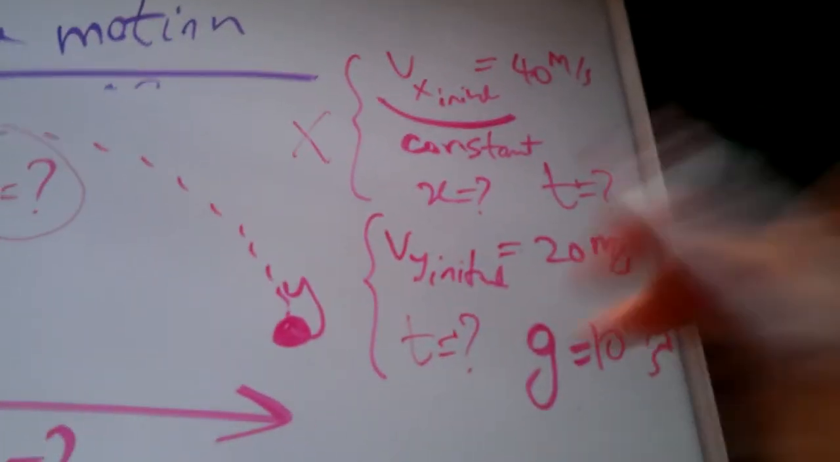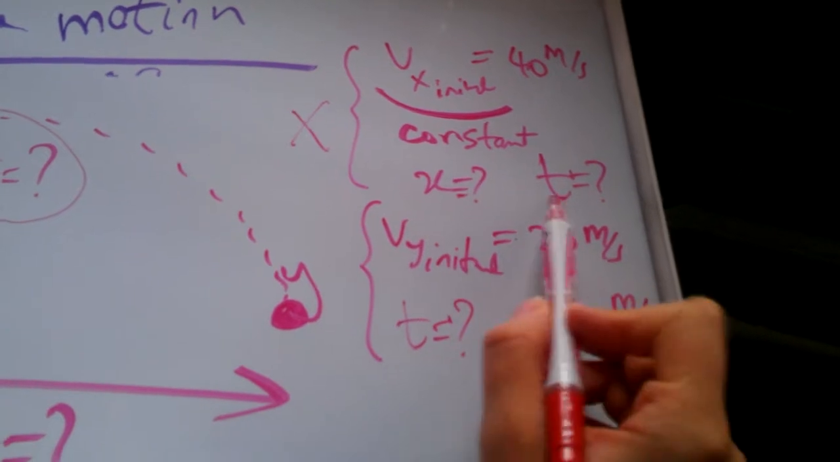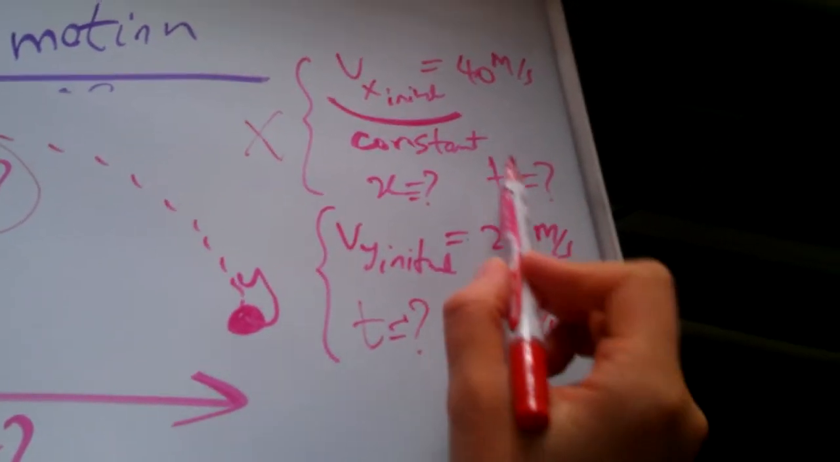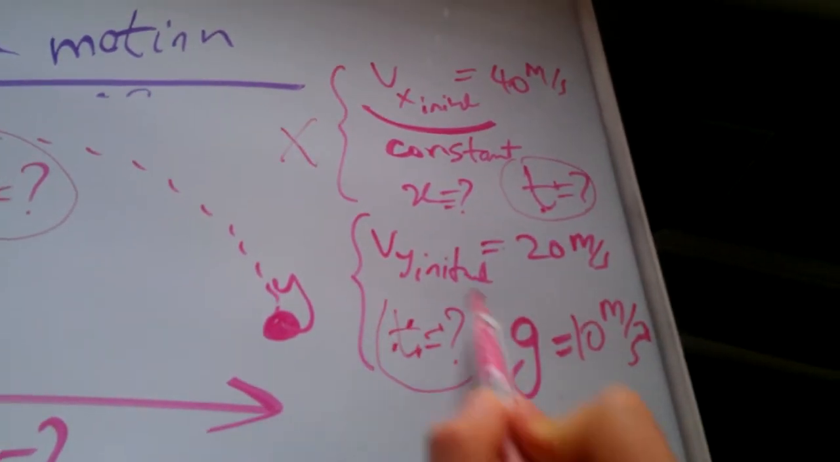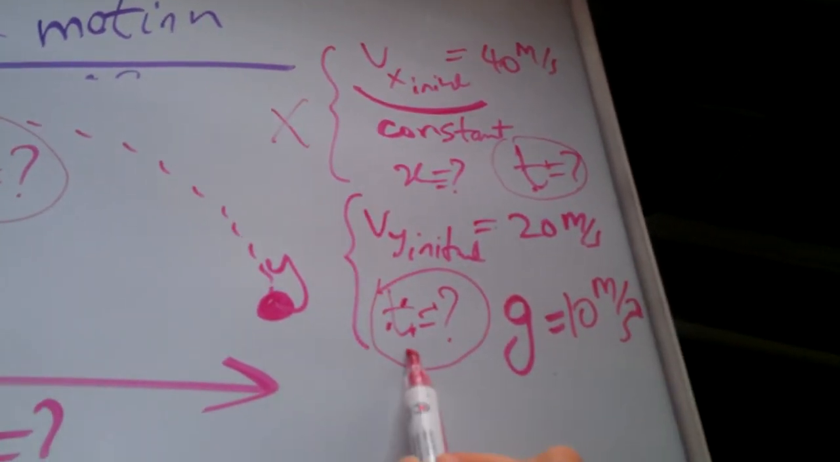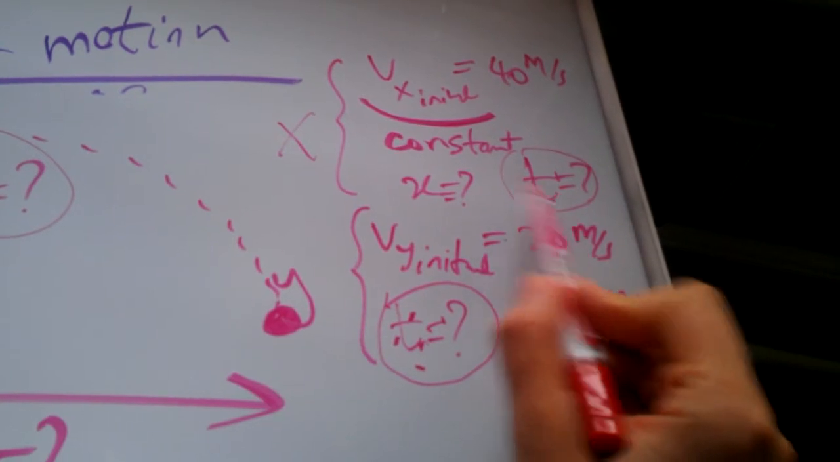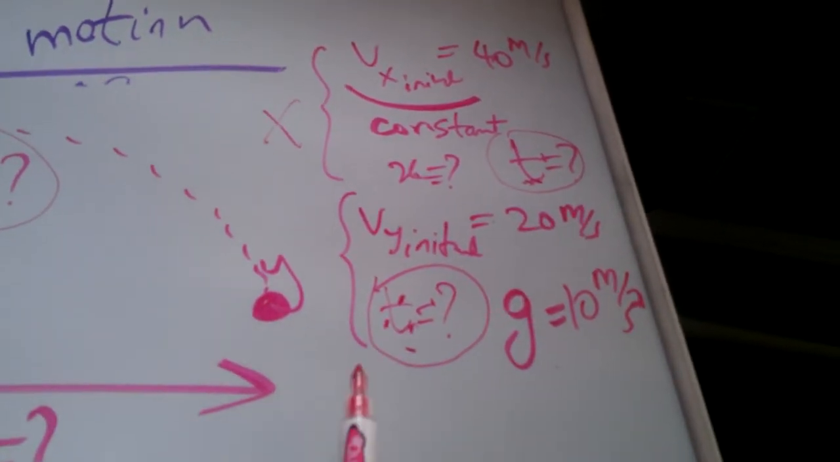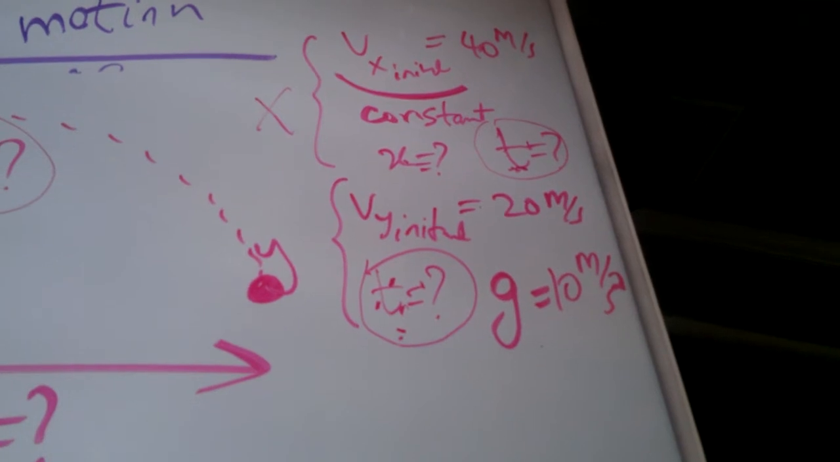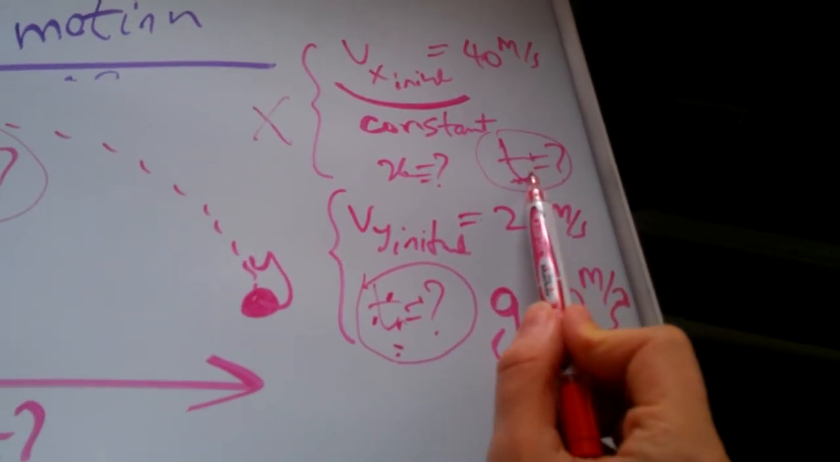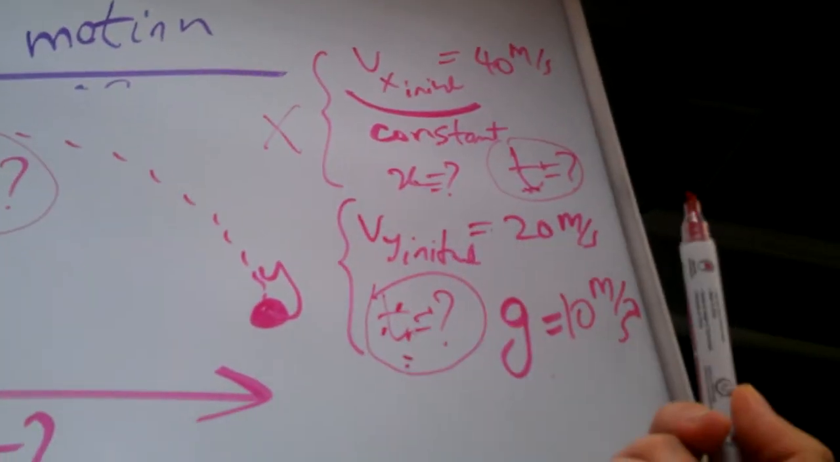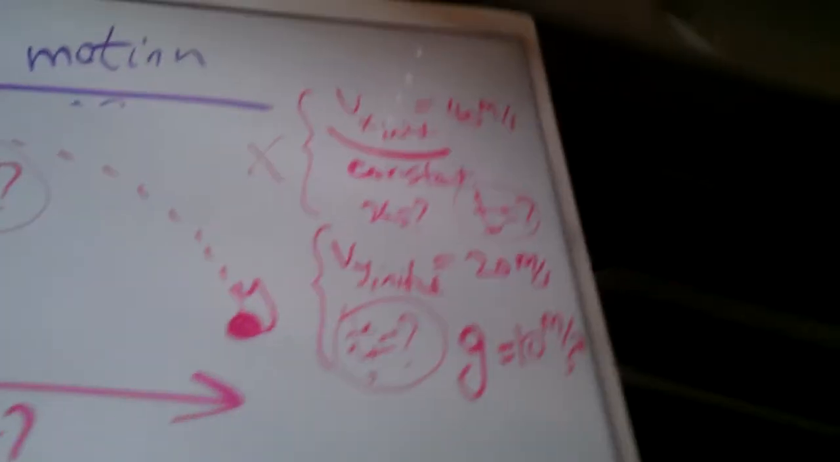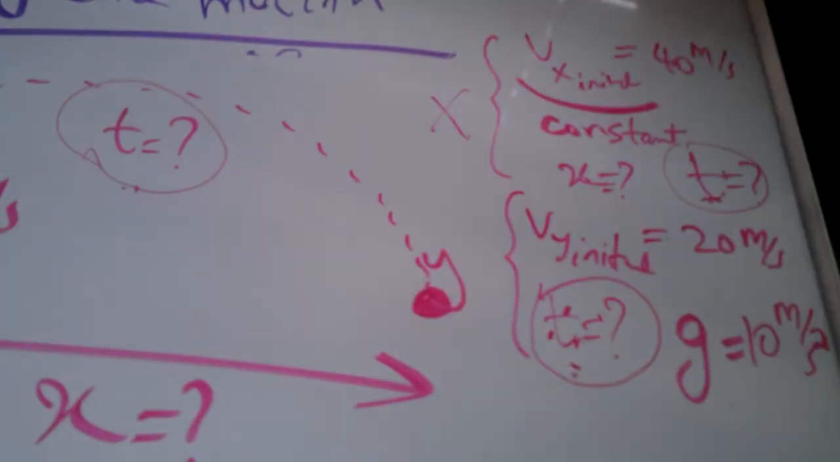Now here, for the x, we have two unknowns. We can't just do this. Because t is common in both, we better first solve for the time, and then once we have the time here, we can solve for the x very easily. So let's figure out the time through y, because we can't figure out time through the x direction, since x is already unknown as well.